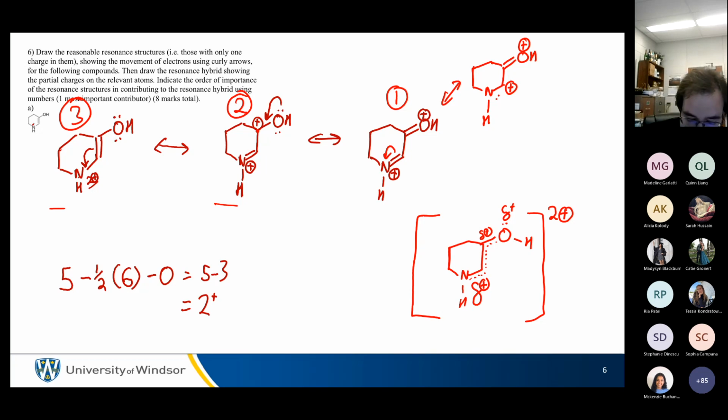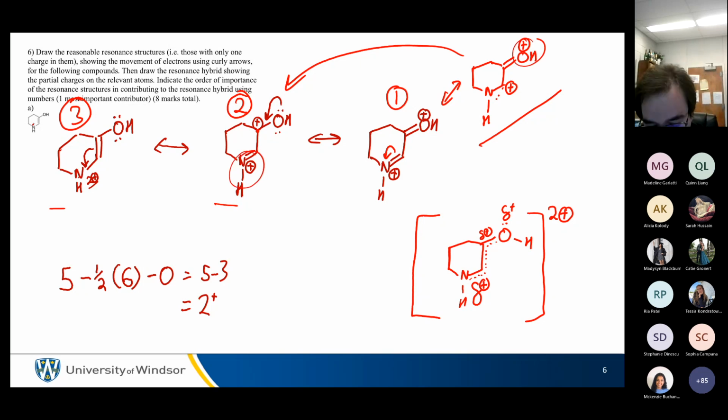Now, this one here is not as good as this guy here, because although the carbons are more or less equal, we now have a positive charge on oxygen versus a positive charge on nitrogen. It's better to have it on nitrogen than on oxygen. Still a whole lot better than number 3.